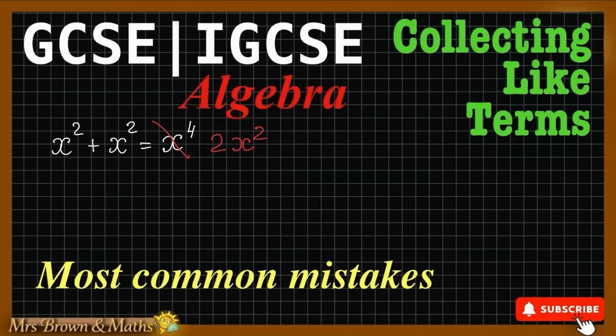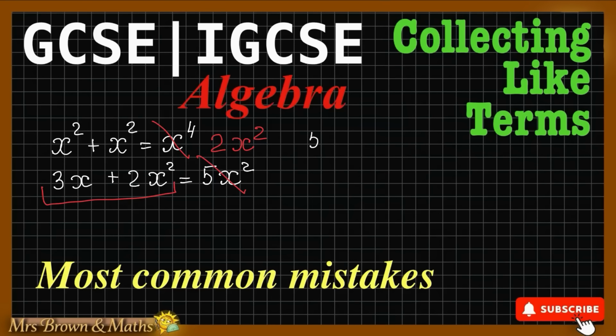Next, you cannot combine terms which have the same letter but different powers. So you cannot add 3x and 2x squared. Nothing can be done in this case. So 5x squared is the wrong answer.